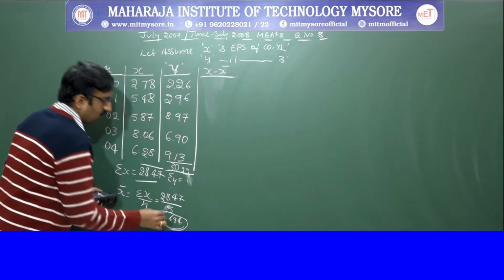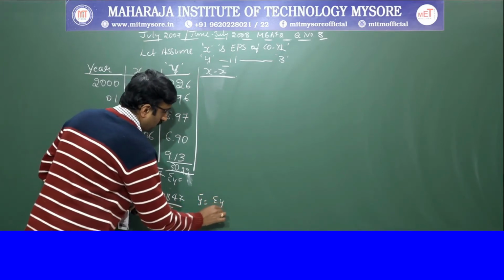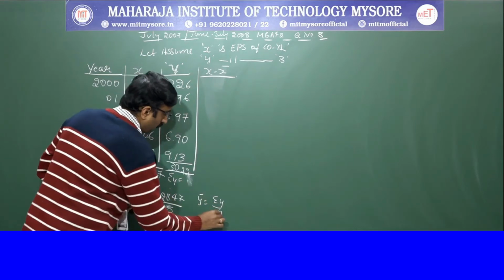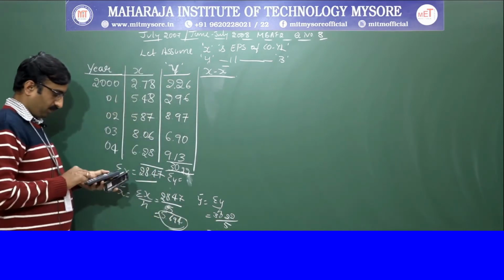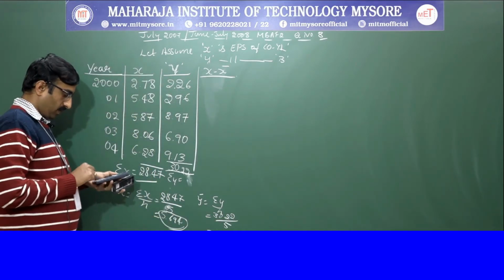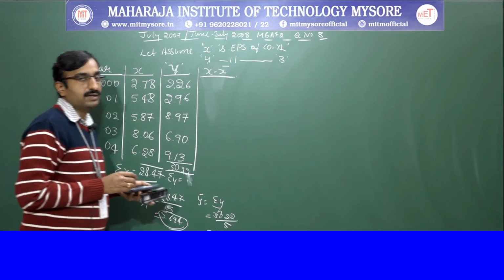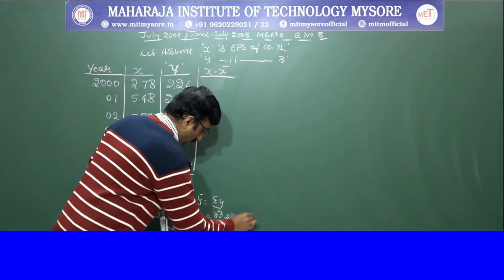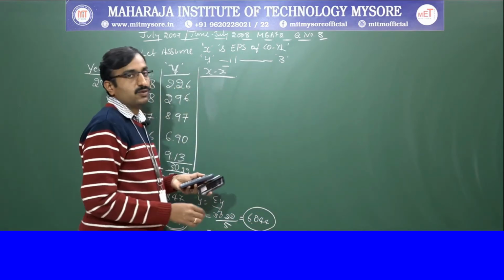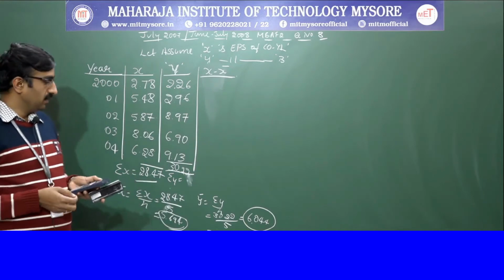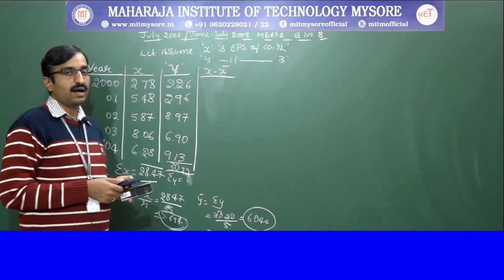Then do y bar. Y bar is equal to sigma y divided by n. Sigma y is 30.22 divided by 5. You will get exactly 6.044, or you can take 6. Fine. This is the calculation of x bar and y bar.